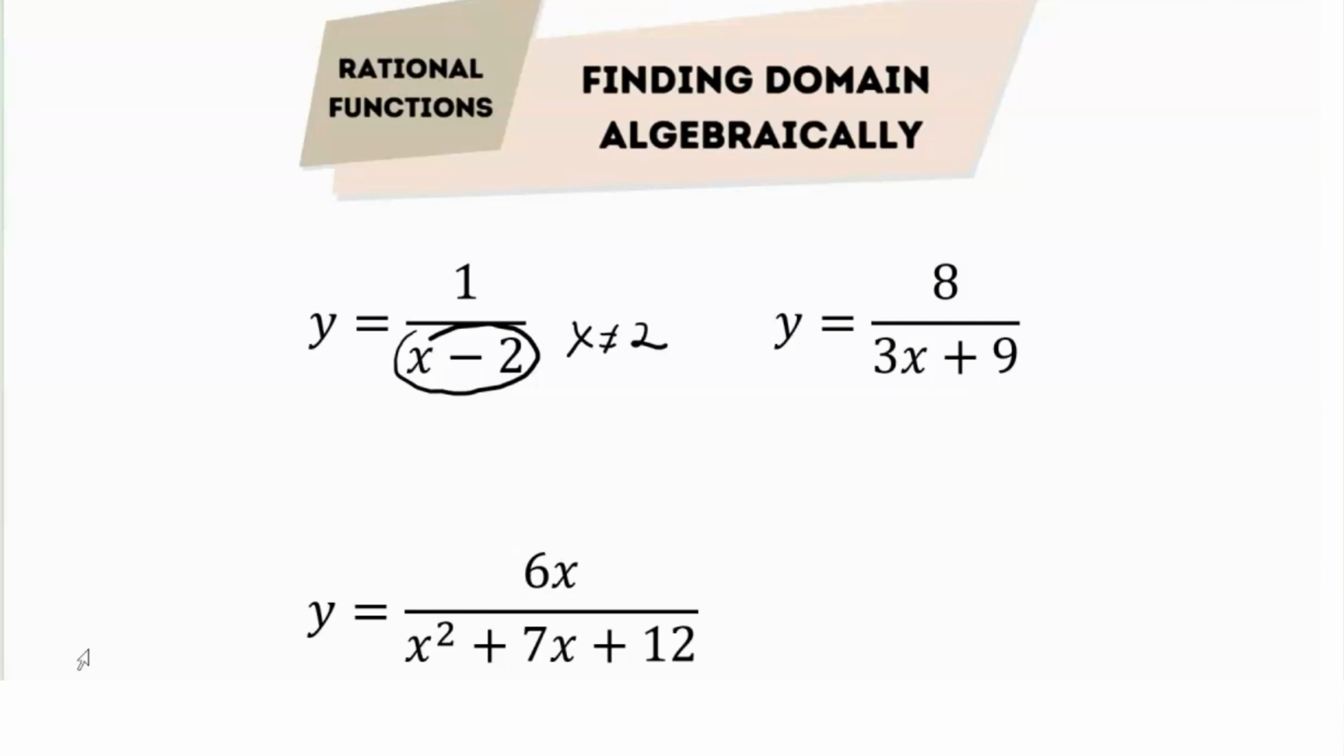So in our domain, x cannot equal 2. That means in interval notation, I'm going to write this out as negative infinity to 2 union 2 to infinity. Okay? So that would be our domain for the first one.